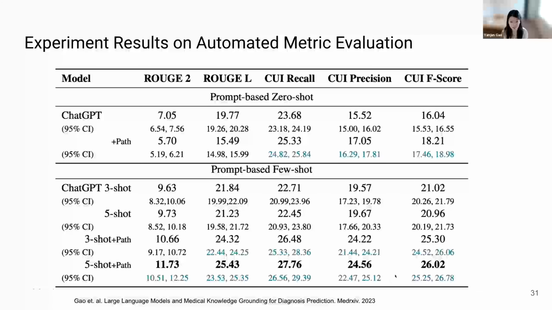You can see that the numbers highlighted in bold font or in color are the ones with statistically significant improvement over the baseline methods. Compared to the without-path situation on zero shot, with the path it definitely improves the Cooley F-scores a lot. On the few-shot settings, we can see that five shot plus path performs the best compared to five shot without the path. The significance of the improvement is quite obvious here. We observe the same patterns on the Rouge scores, which are based on n-gram overlap. The main takeaway from this figure is that, on the automated evaluation metrics, we do observe significant improvements using the knowledge graphs predicted by our graph neural network.